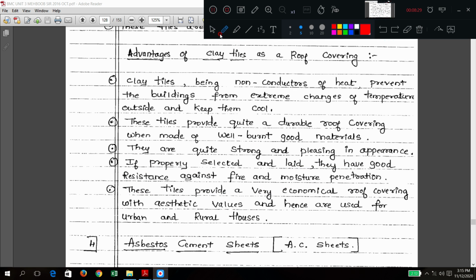You should be able to tell them directly. These are well burnt material. They have good resistance to temperature change, heat resistance, heat insulation, sound insulation, fire resistance, and moisture barrier. These are common points, no? Heat, temperature, rainwater, moisture, sound barrier. So you can tell them quickly.